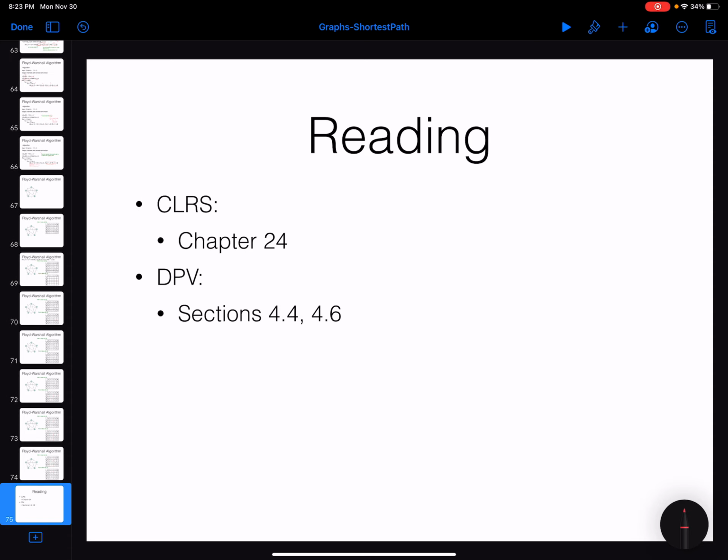This is going to finish this oral discussion over the shortest path problem, which is covered the chapter 24 of the CLRS and 2 sections 4.4 and 4.6 from the DPV.